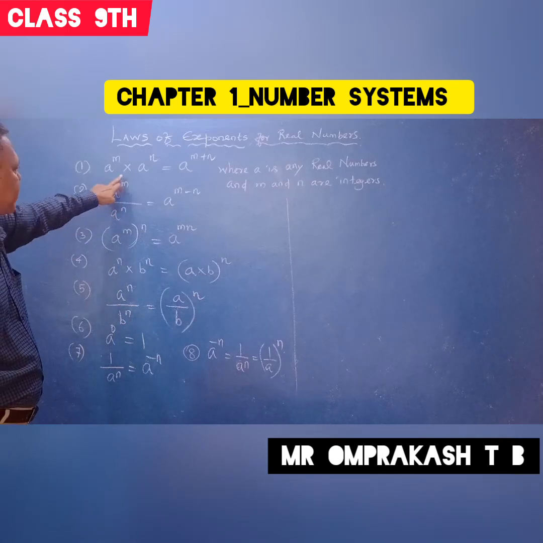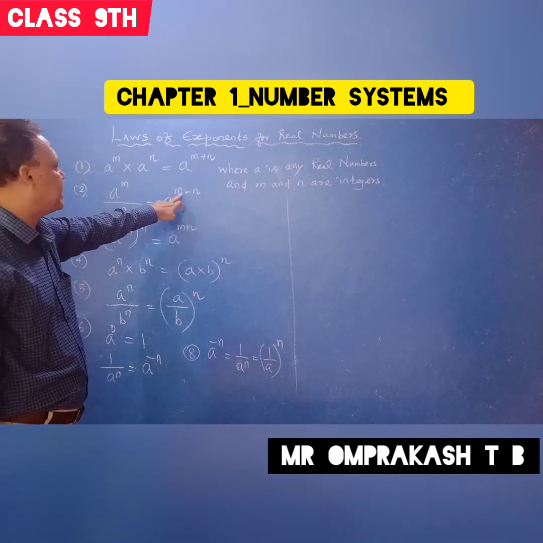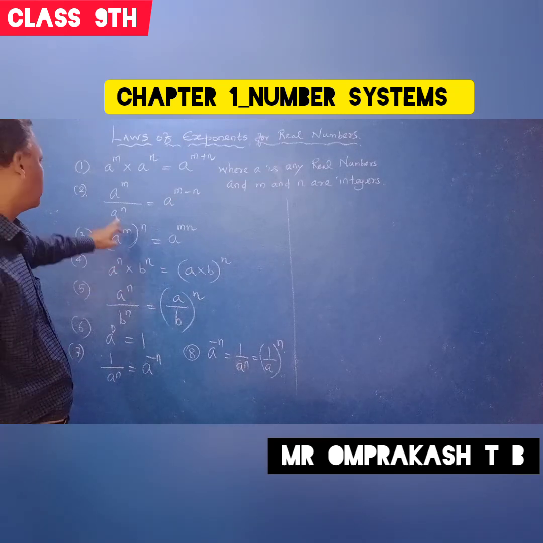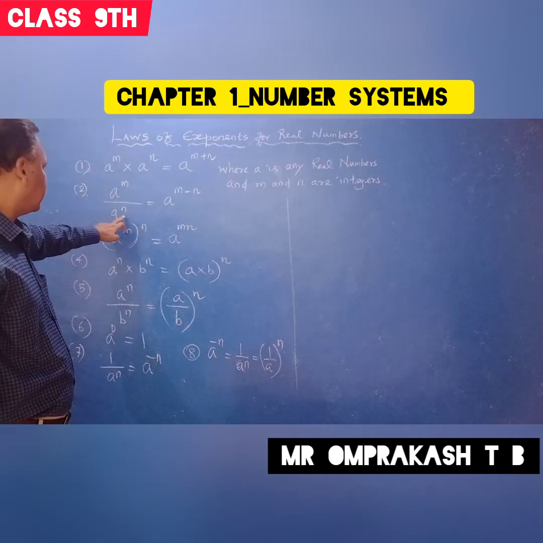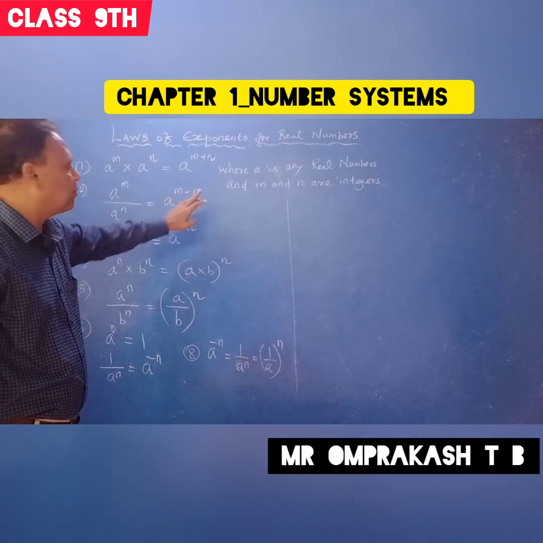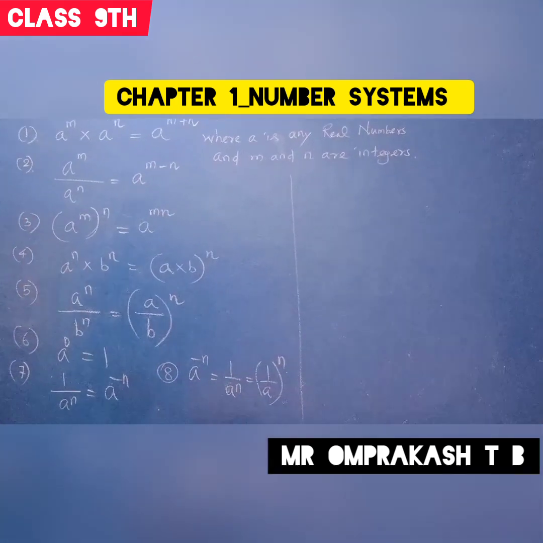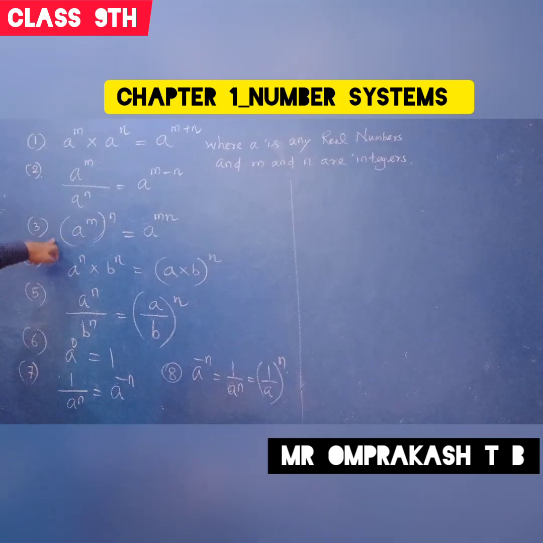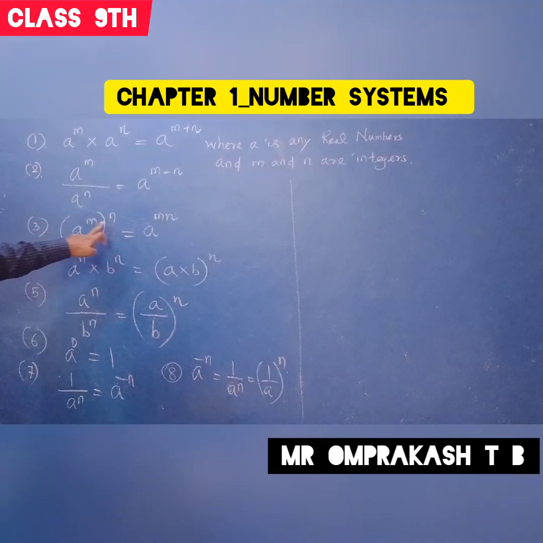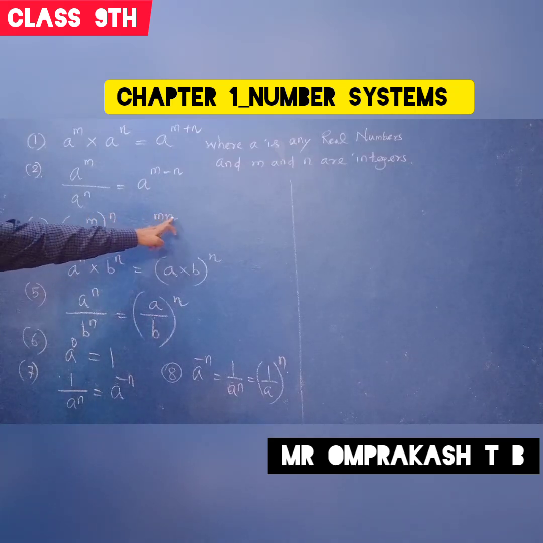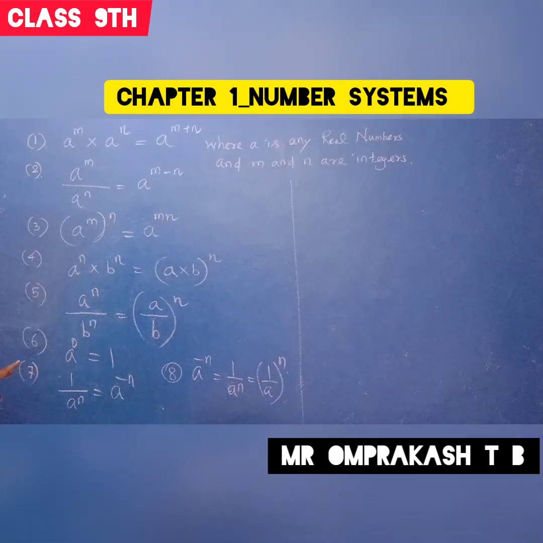Next one is the quotient rule. Quotient rule is a power m by a power n equals a power m minus n. Quotient rule means you have to subtract the powers: numerator power minus denominator power. Third one, the power of power rule. Here, a power m whole power n. Power of power rule means you write the base, then these two powers you have to multiply. This is called the power of power rule.